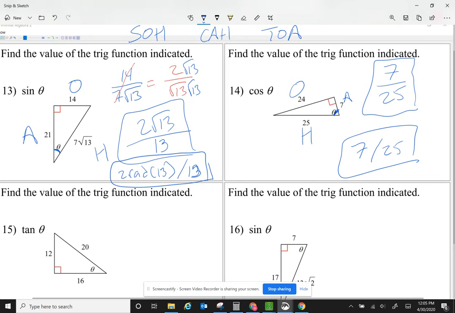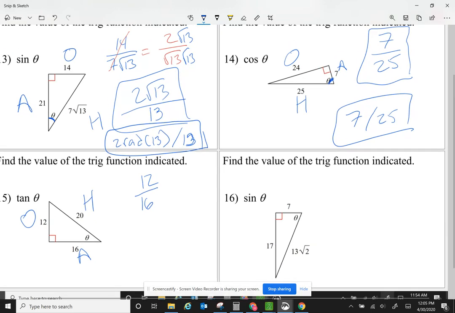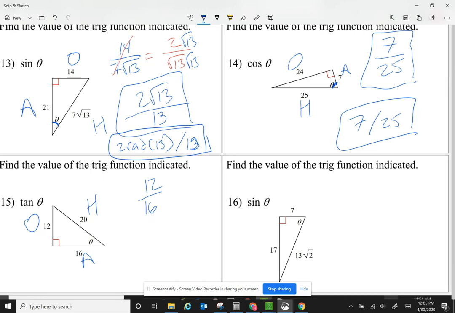Let's take a look at tangent. Here's my hypotenuse, here's the opposite, here's the adjacent. And I know tangent is opposite over adjacent, so I'm going to go 12 over 16. Let me simplify the fraction, right? 12 over 16, we know how to simplify fractions. This becomes 3 over 4. How do you type this? 3 over 4.